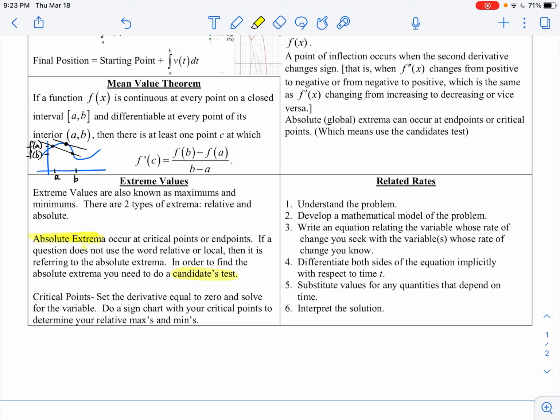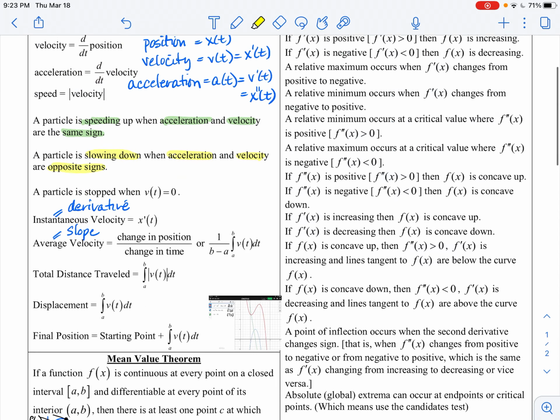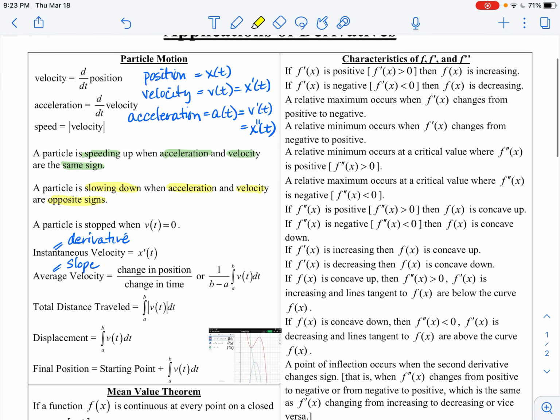Your critical points, of course, we know to set the derivative equal to 0 and solve for the variable. We can do a sign chart with your critical points to determine if they are a relative max or minimum. All right, next we'll take a look at the characteristics of f, f prime, and f double prime.